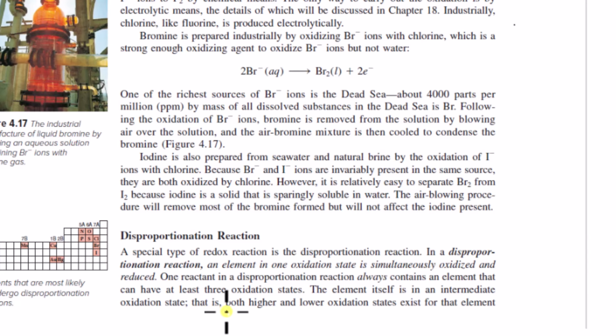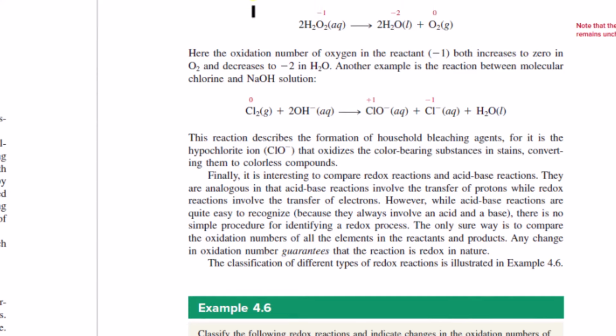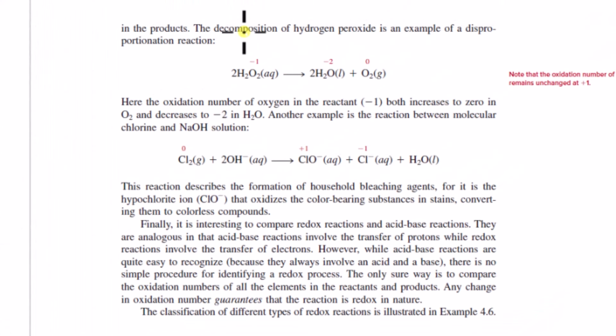That is, both higher and lower oxidation states exist for that element in the products, right? Because you're going to have an element either in an elemental form or contained within a compound. And on the reactant side, it's going to be in an intermediate oxidation state, but then because it's a disproportionation reaction, that element is going to be simultaneously both oxidized and reduced. So on the product side, you're going to find that element in a higher and lower oxidation state. The decomposition of hydrogen peroxide is an example of a disproportionation reaction.